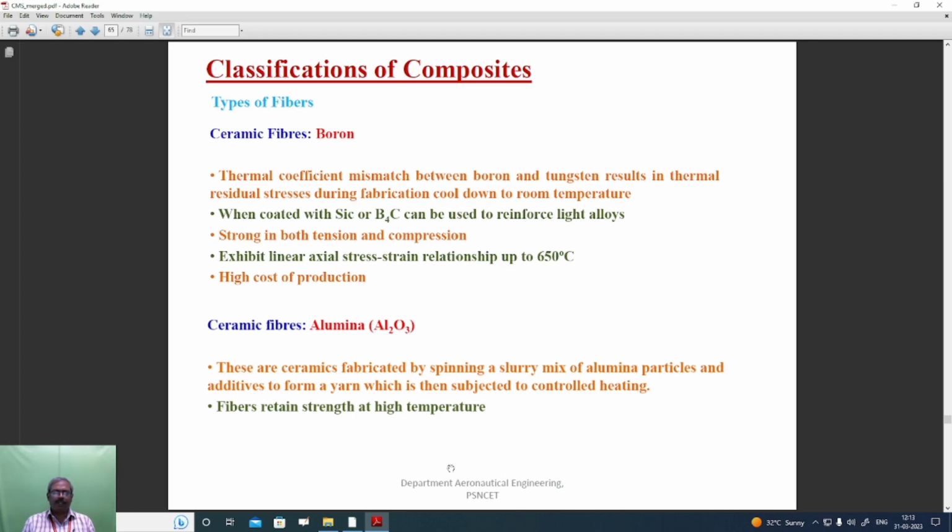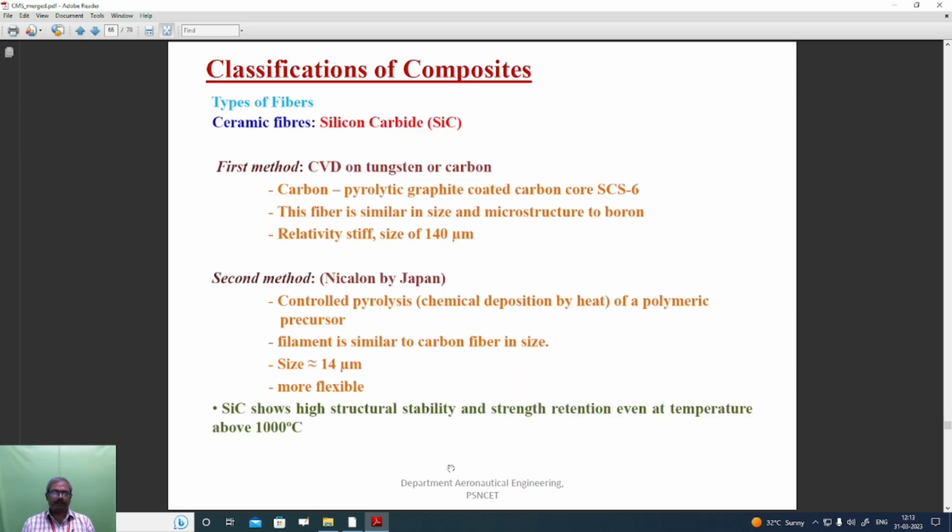Ceramic fibers include alumina, Al2O3. These are ceramics fabricated by spinning a slurry mix of alumina particles and additive to form a yarn, which is then subjected to controlled heating. Fibers retain strength at high temperature.